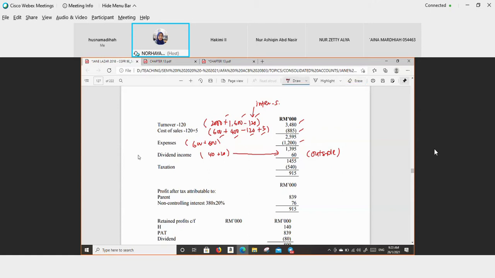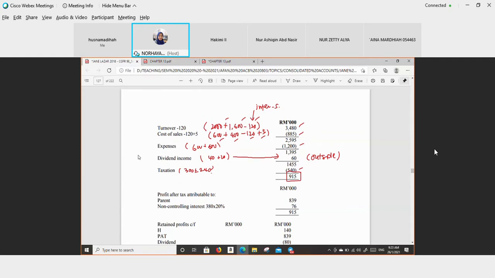Okay, continue. Now tax. Tax, Syikin? 300,000 plus 240,000. Okay, so tick. So this one is the total profit for the year, or consolidated retained profit lah. Consolidated profit or loss. Tak payah tulis pun tak apalah. So ni dipanggil consolidated profit after tax. So now you have to attribute between the parent and non-controlling interest.